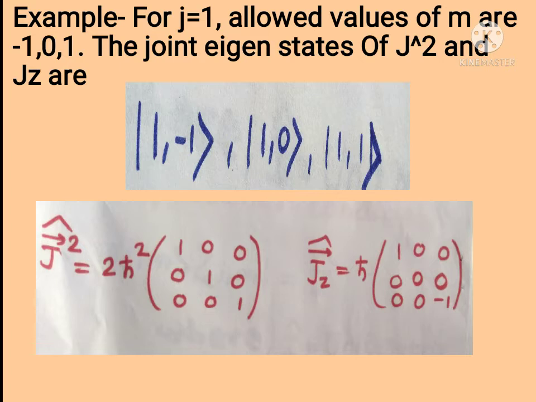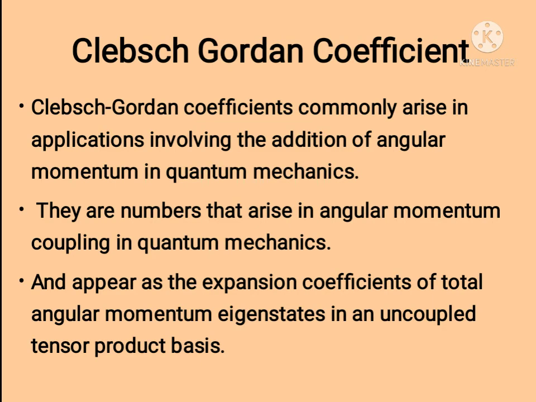Here, ket |1 minus 1>, ket |1 0>, ket |1 1> are the eigenstates for J square and Jz. The last point of this module is the Clebsch-Gordan coefficient. It commonly arises in applications involving the addition of angular momentum. The numbers which arise due to coupling of angular momentum are called Clebsch-Gordan coefficients.